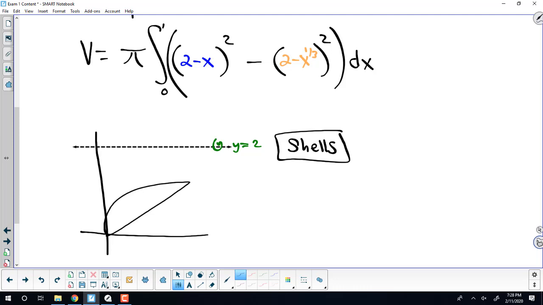So shells parallel to the axis of revolution, thickness in the y direction, dy. This right here, again, it's always the height of the shell. So the height of the shell didn't change. The radius changes. What's the radius of our shell? 2 minus y. That's some y value.